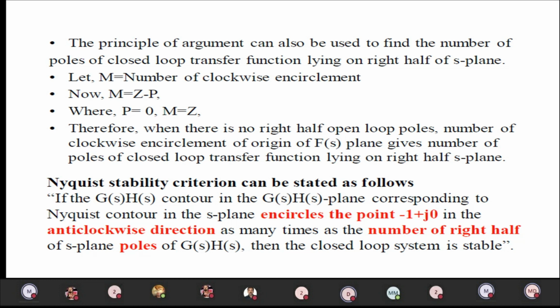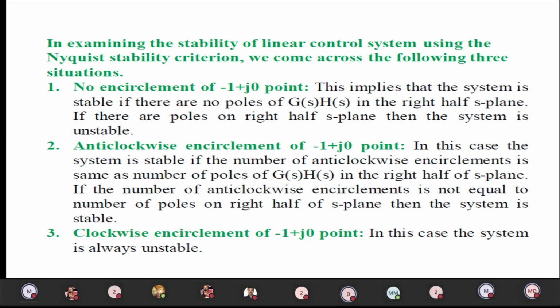The Nyquist stability criterion can be stated as follows. If the G of s H of s Nyquist contour in the G of s H of s plane, corresponding to the Nyquist contour in the S-plane, encircles the point minus 1 plus j0 in the anti-clockwise direction as many times as the number of poles in the right of the S-plane, then the system is said to be stable. Otherwise it is unstable.